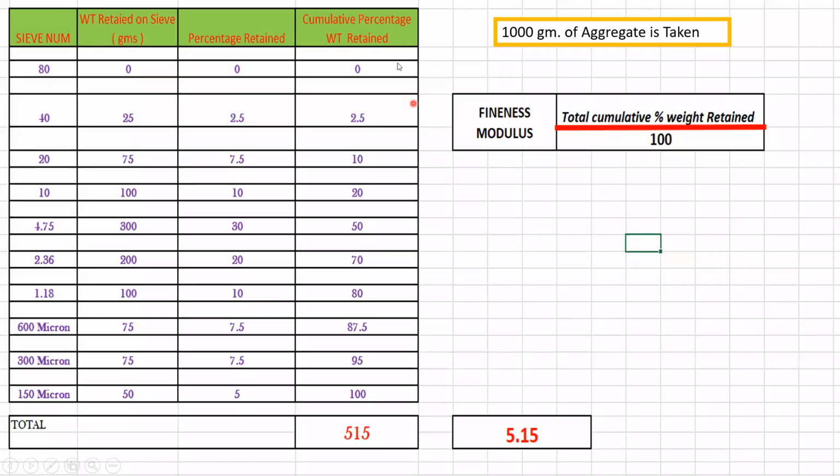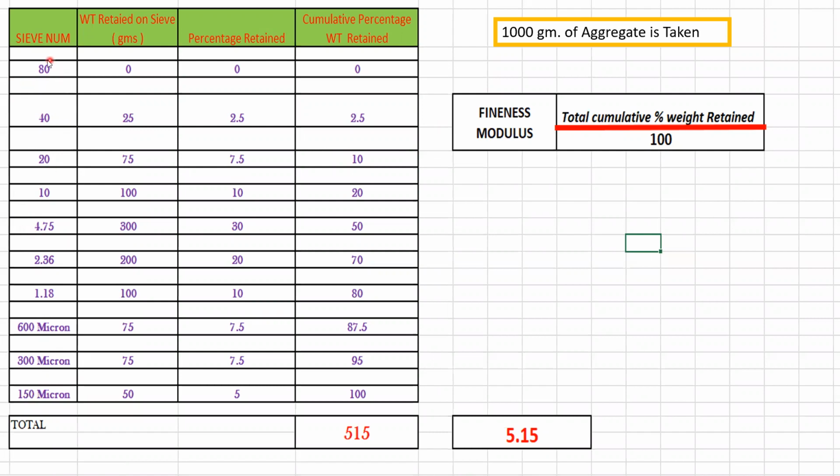So this is how we try to do it. For that we require the sieve numbers. These are the sieves I have: an 80 sieve, then a 40 sieve, then a 20 sieve, then a 10 sieve, 4.75, 2.36, 1.18. Then we require 600 micron, 300 micron and 150 micron. How these sieves are going to look, we'll try to see.